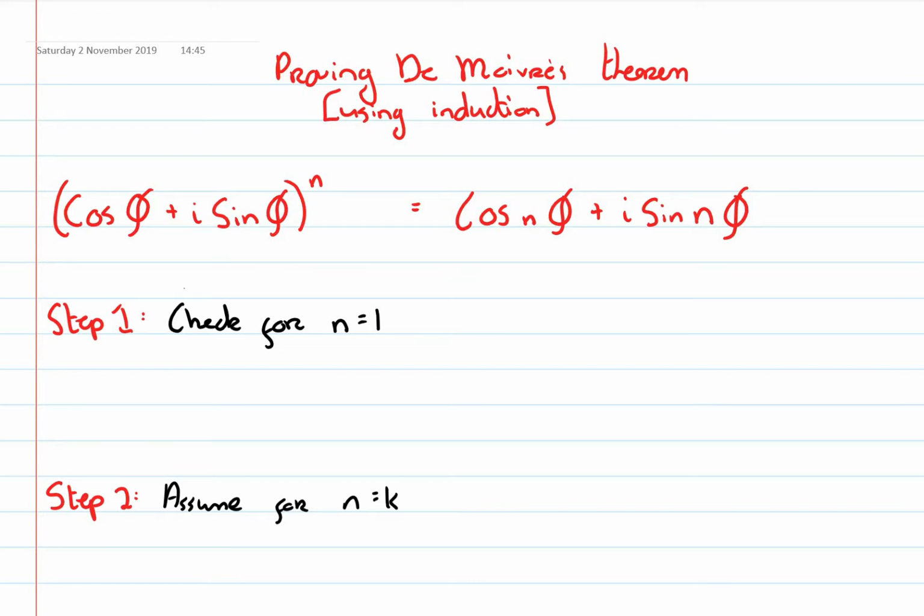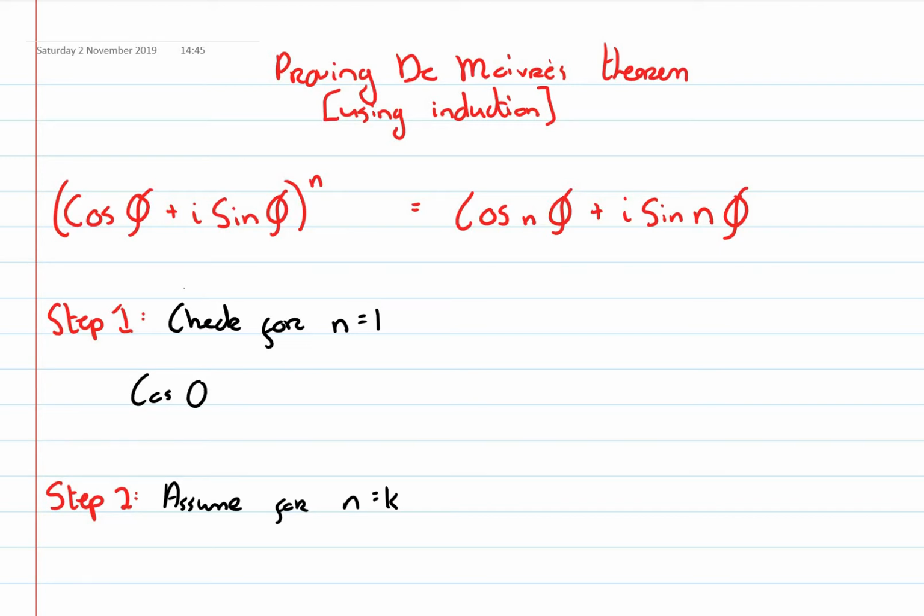Okay, in this video I'm going to prove De Moivre's theorem using induction. Here's De Moivre's theorem. Really what it's saying is if we have (cos theta plus i sin theta) to the power of a number n, then that equals cos of that number times theta plus i sin of that number times theta. Okay, right. So just like in most of the inductions we've done already, first step, check for n equals 1, or n equals the first number, in this case it will be 1. So here we go.